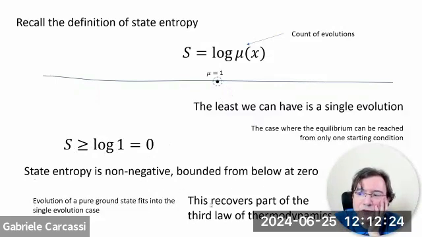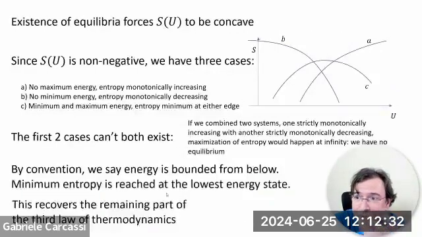And this recovers part of the third law. And we have to show that this is actually reached at the lowest energy. To get that, what we can show is that the existence of equilibrium will force S to be concave. And since S is non-negative, we have 3 cases.